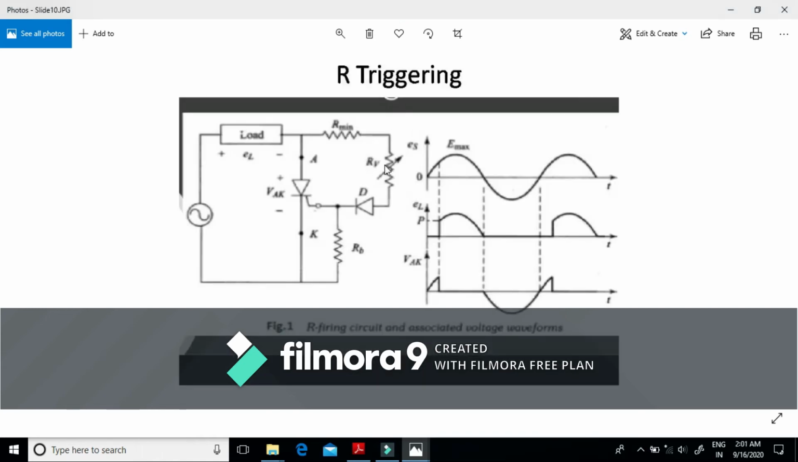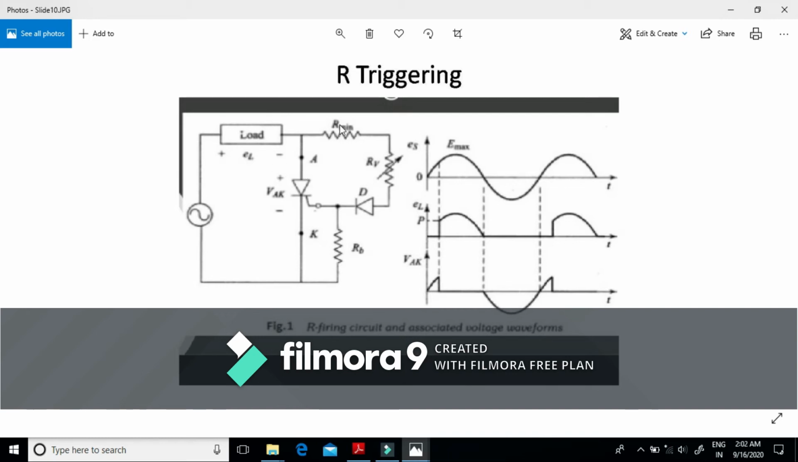Now the AC resistance triggering. Here we are applying the AC voltage. This is the circuit of this resistance triggering. This is the source voltage, represented by the sinusoidal AC voltage that has the positive cycle and the negative cycle. As we know, the peak of a sinusoidal wave is at omega t equal to 90. This is the load, and the voltage across it is represented by plus minus E subscript L.